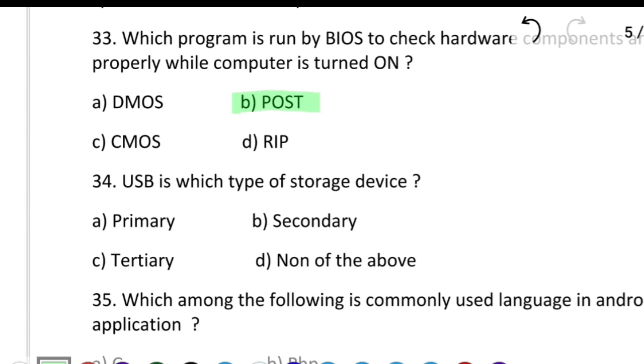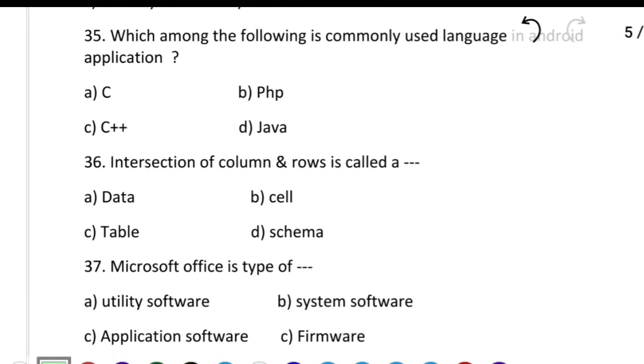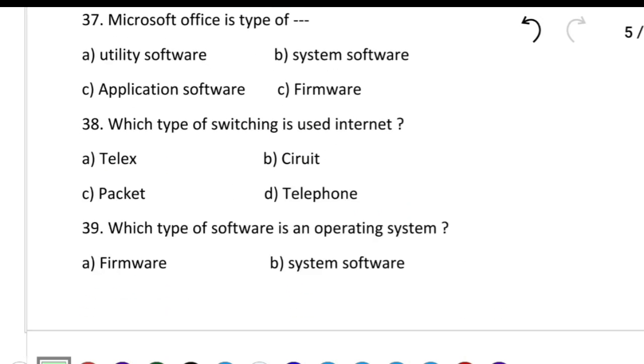Question number 34. USB is which type of storage device? Question number 35. Which among the following is commonly used language in Android applications? Java. Option D. Question number 36. Intersection of column and rows is called cell. Option B. Question number 37. Microsoft Office is a type of dash. Option C. Application software.